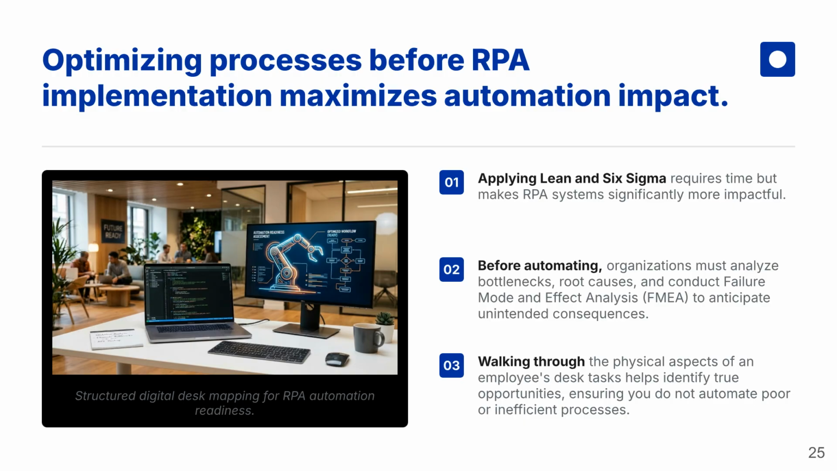The key lesson is that successful RPA begins with process improvement. Lean removes waste, Six Sigma reduces defects, and techniques such as bottleneck analysis and FMEA ensure that only optimized, well-designed processes are automated.